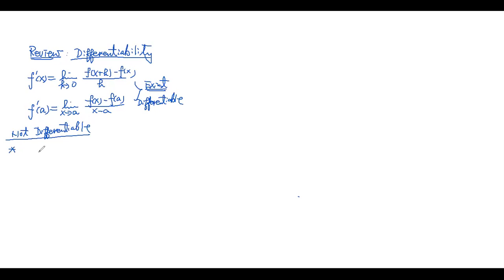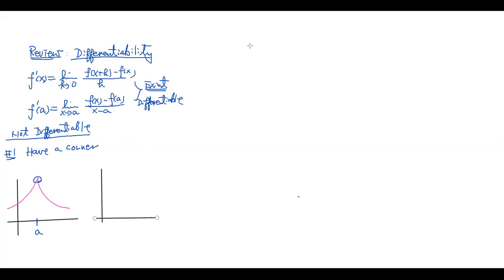The first case, situation number 1, is when you have a corner. What I mean is, if you have a function that looks something like this, and when x equals a, you have a sharp corner here, then this function is not differentiable at a.